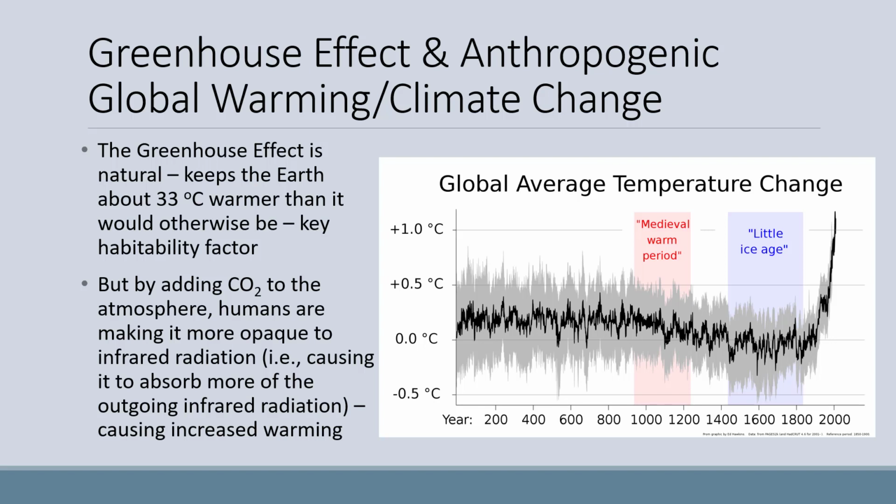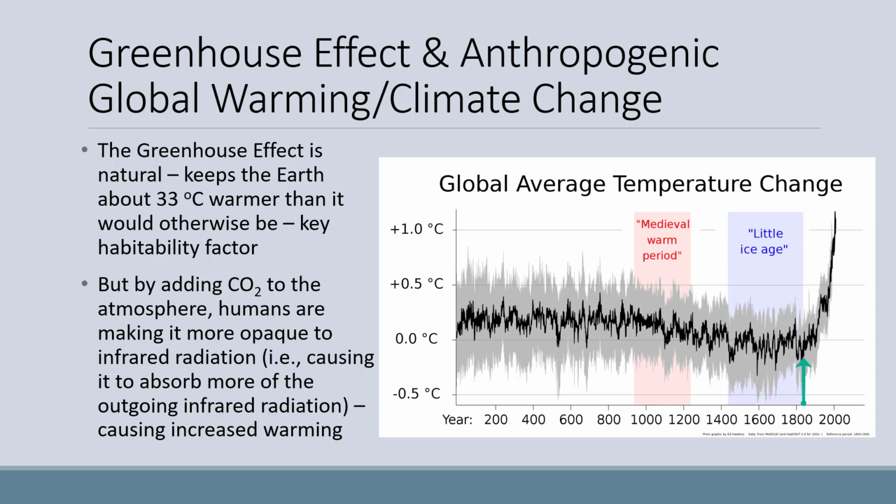But by adding CO2 to the atmosphere, humans are making it more opaque to infrared radiation, meaning we are causing it to absorb more of the outgoing infrared radiation. This is causing increased warming, and this is known as anthropogenic global warming or anthropogenic climate change. Anthropogenic just means human-caused. The image is showing global average temperature change over the last 2,000 years.